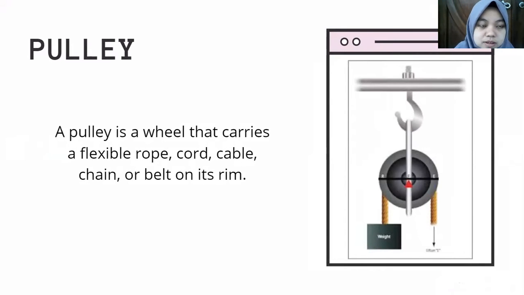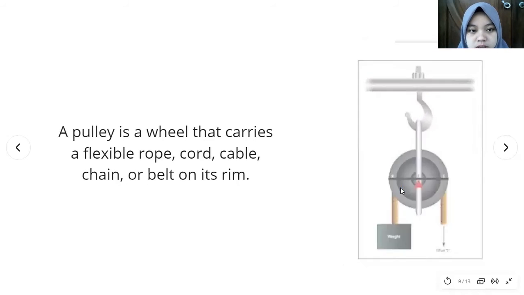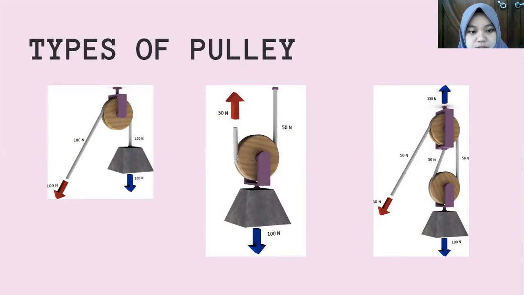The third type of simple machine is pulley. Pulley is a wheel that carries a flexible rope, cord, cable, chain, or belt on its rim. There are three types of pulleys. The first pulley is a fixed pulley. A fixed pulley is one in which the drum is secured to a single spot, while the force required to lift or move an object is no different than if you were lifting it by hand. The fixed pulley allows you to change the direction of the force needed.